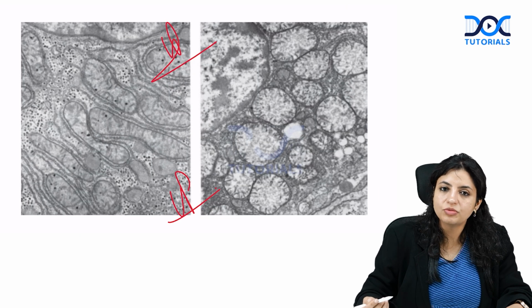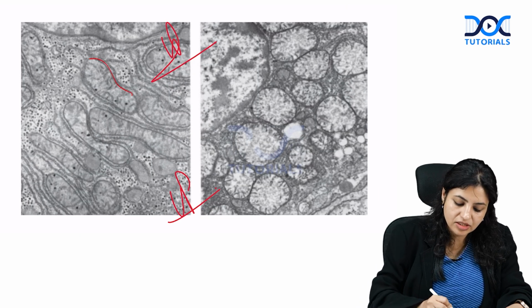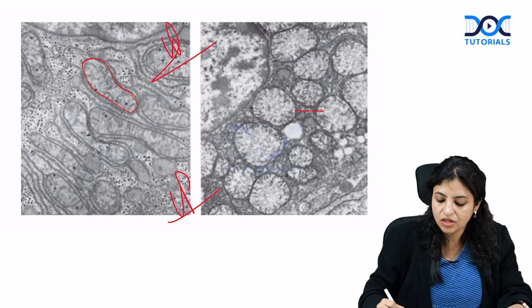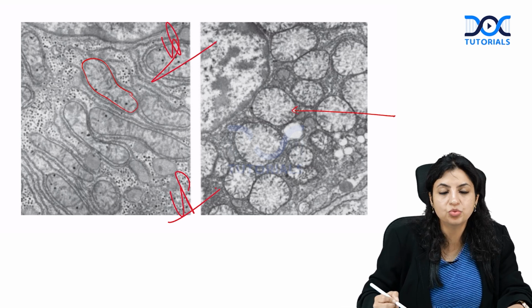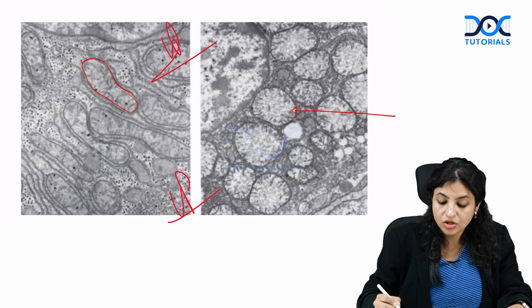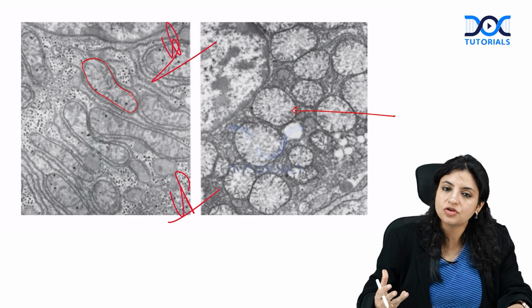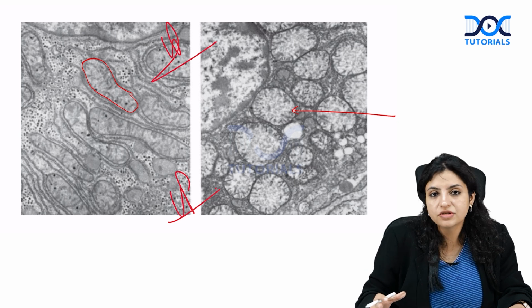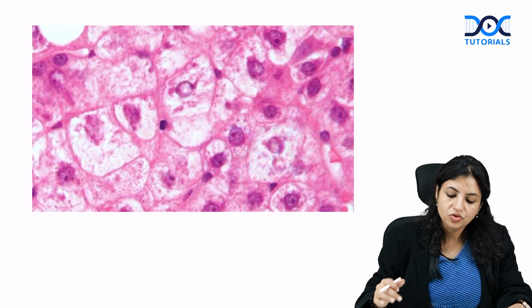The second electron microscopy that you should be clear about is this. This is how the cristae of the mitochondria typically appear. And look here, the complete mitochondria has become like a balloon. It is distended, but there are no amorphous densities. So distension of the mitochondria is a classical feature of reversible injury. If there are large amorphous densities, then it is irreversible. So look at the microscopy.